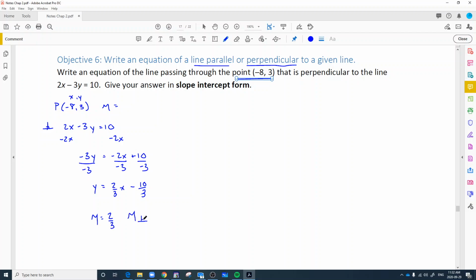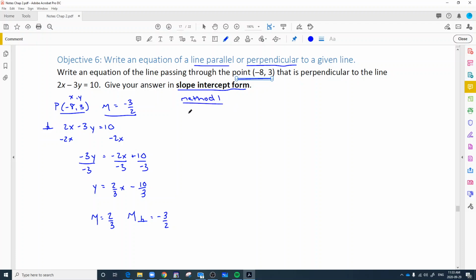Our line is perpendicular, so we're going to take the negative, so whatever sign this is, take the opposite sign, and then reciprocal, so we're going to flip the fraction. So now we're finding the equation of a line given a slope and a point. So now you can either use method 1 or method 2. Now this question says in slope-intercept form, so method 1 is a great method to use. So I'm going to, as always, do it both ways.